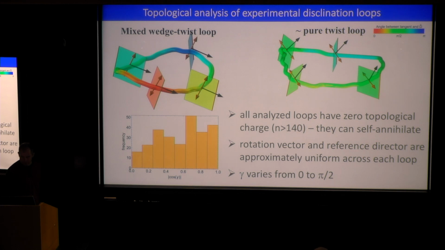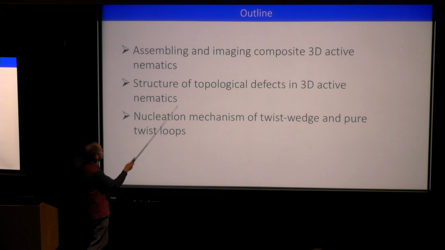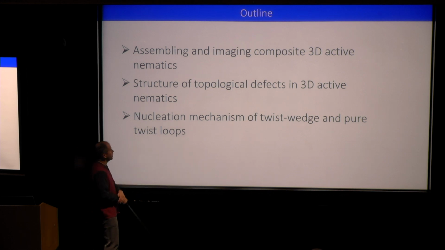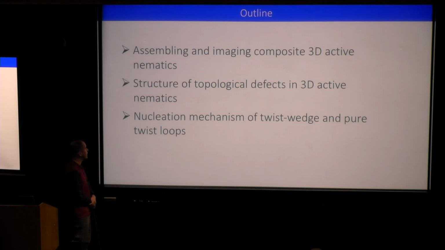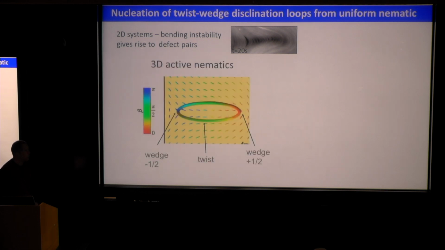All right, so what we did is we assembled an imaging composite 3D nematic. We were able to image the structure of topological defects in 3D nematics and the nucleation mechanism of twist wedge and pure twist loops, okay? And so again, that's very different from the two-dimensional active nematics that I've talked about, right?